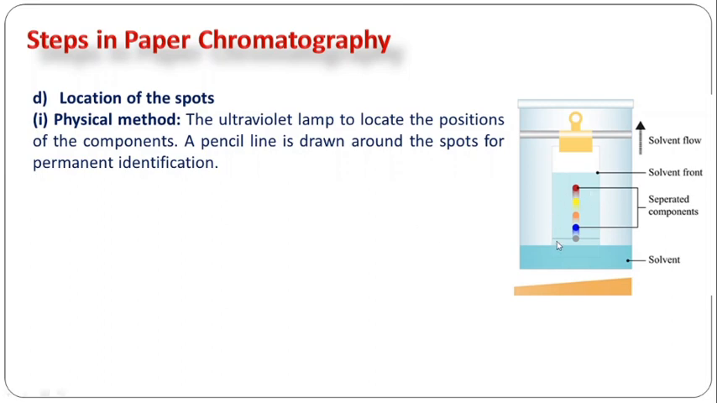If the components contain unsaturation, they absorb the ultraviolet radiation and the spots appear dark, and then you have to mark the paper. You circle it, so that you locate the spot there. That is called the physical method.